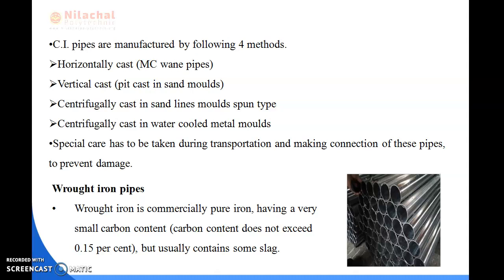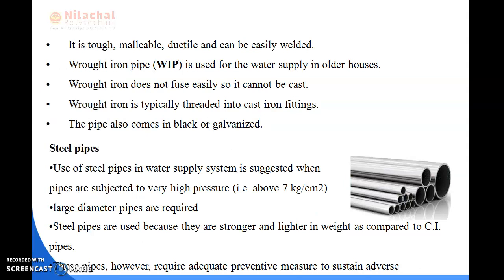Wrought iron is commercially pure iron and has very small carbon content, and it usually contains some slag. It is tough, malleable, ductile, and can be easily welded. Wrought iron pipes also come in black or galvanized color. It does not fuse easily, so it cannot be cast. Mainly, wrought iron pipe is used for the water supply in older houses.